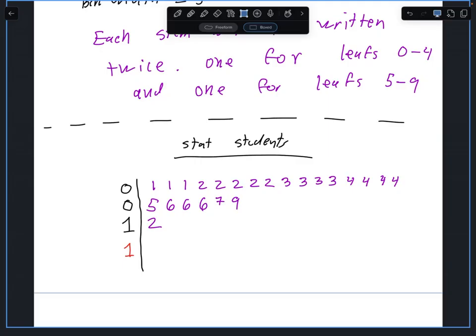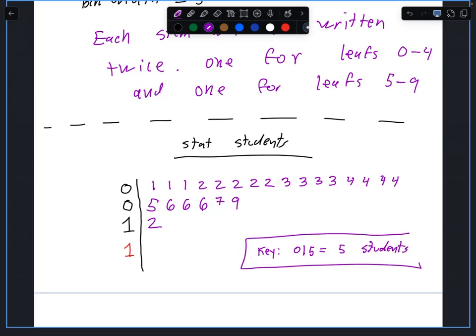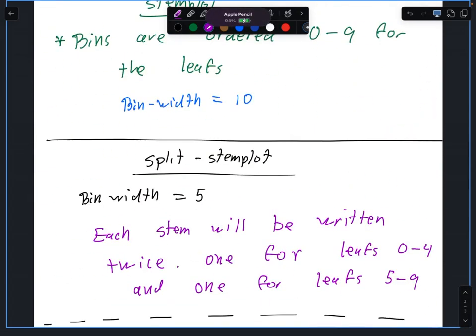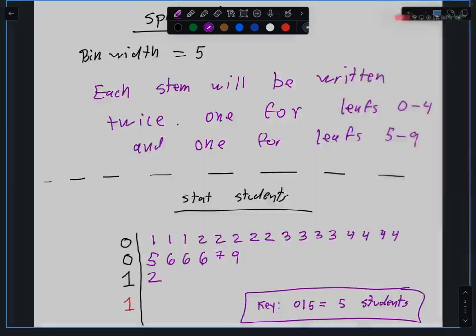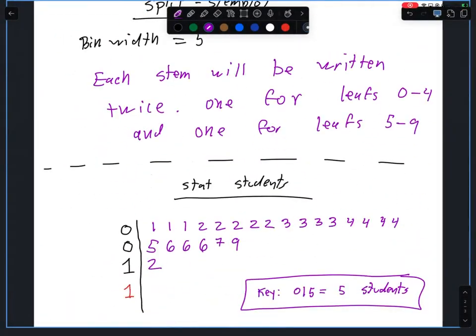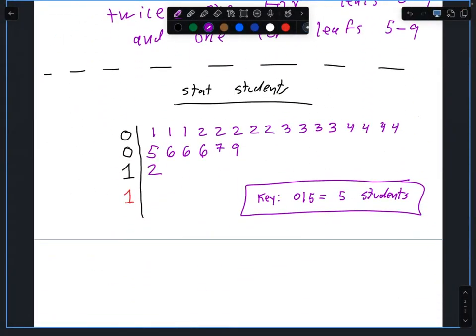We're almost done. We're missing one last thing, and then we're done with our notes. What are we missing? The key. We said 0 | 5 equals 5 students. Oh, no, not students. Siblings.